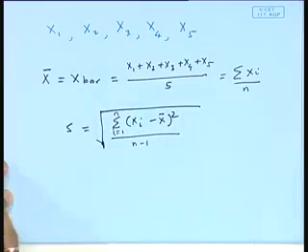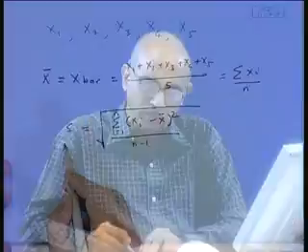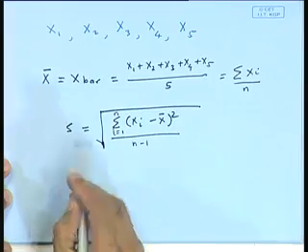X bar would be utilized to get some sense of accuracy of the process. It basically indicates the central tendency of the process. Then we got something called standard deviation, which indicates basically the spread of the process.